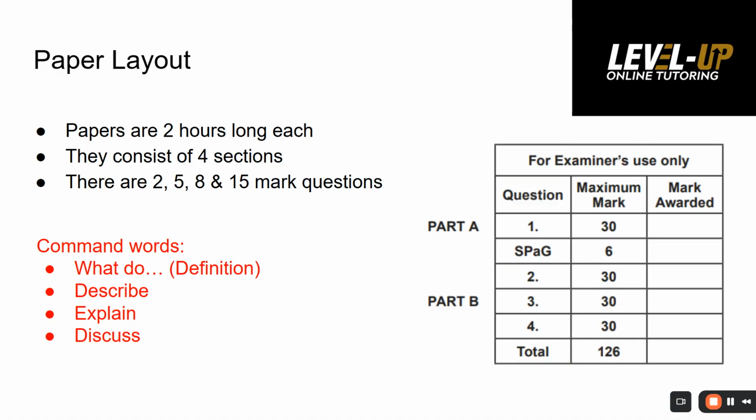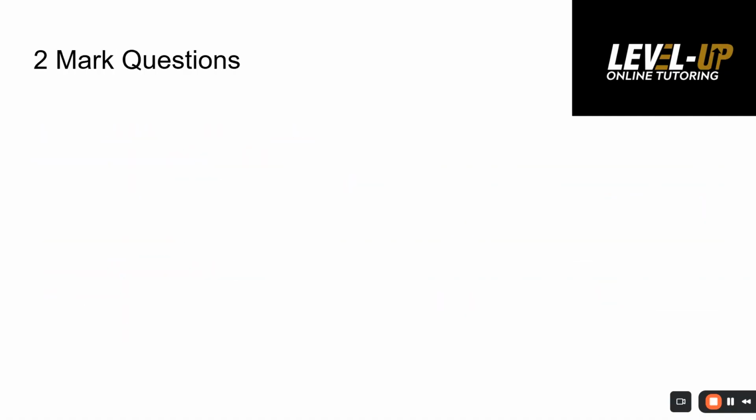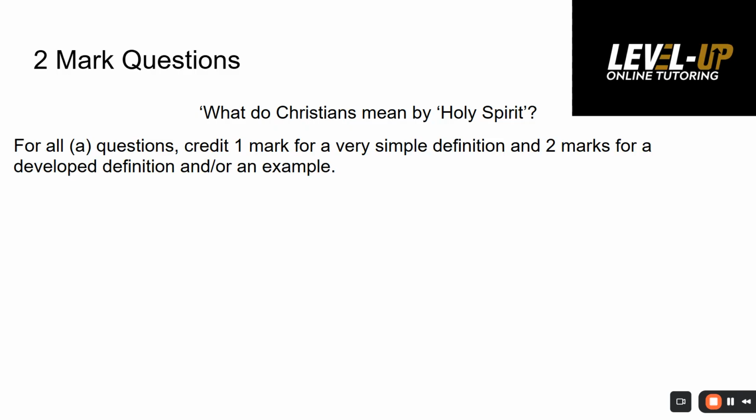Now, for all questions, what I've done here is I have taken segments from the mark scheme so you can see how exactly it is broken down in terms of the marking. If you understand it, you know how to perfectly write your answer to help you be as successful as you possibly can be. So it says here, for all A questions, credit 1 mark for a very simple definition, 2 marks for a developed definition and/or an example. So basically you need to give a very simple definition that's going to get you 1 mark. To get that 2nd mark, you need to develop that with some further development, or you could possibly use an example.